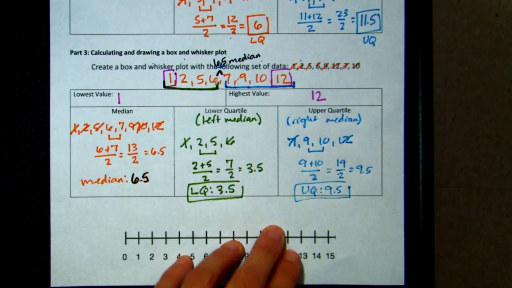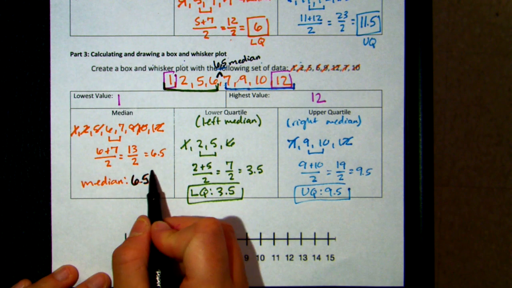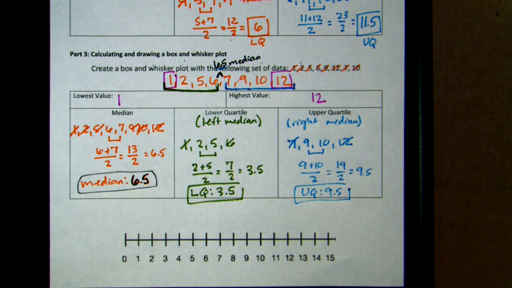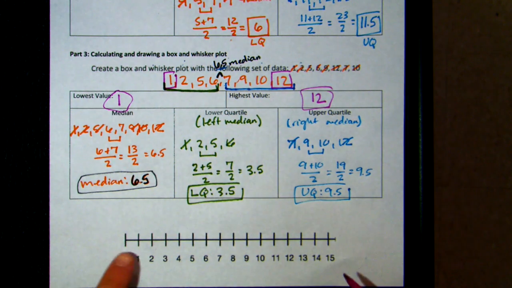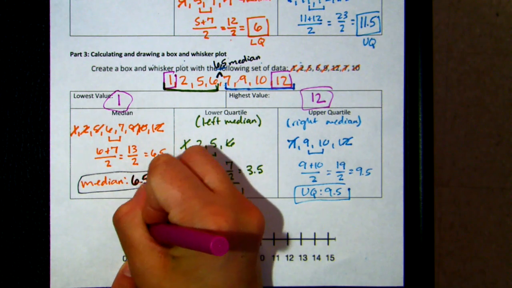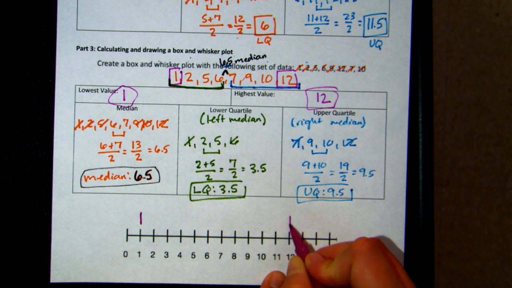Okay, now I am going to use all these values to then draw my box and whisker plot down on this number line below. Okay, I'm going to start with my lowest and highest value. My lowest value is at 1. You can see this, yeah? My highest value is at 12.